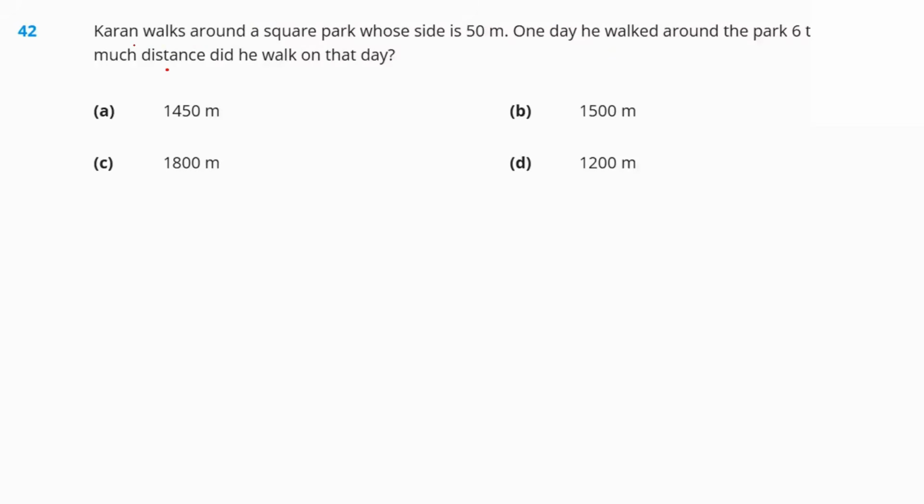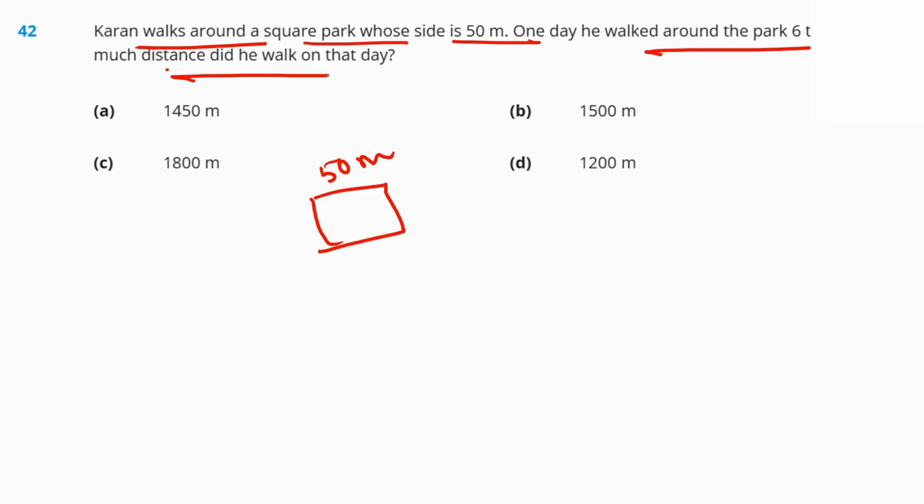Next question number 42. Karan walks around a square park which is 50-meter long. One day he walked around the park 6 times. How much distance did he walk on that day? So what we need? 6 times the perimeter. And what's the perimeter? 50 into 4, 200 meters. So 6 times 200 is 1200 meters. So he walked 1200 meters that day.